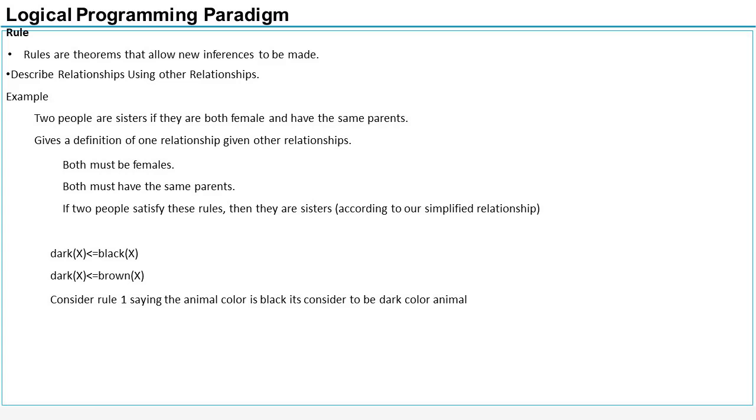Example: two people are sisters if they are both female and have the same parent. This gives a definition of some relationship given other relationships. Both must be female, and both must have the same parent. If two people satisfy these rules, then they are sisters.